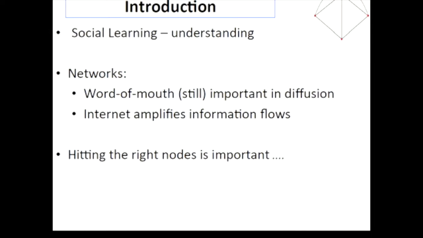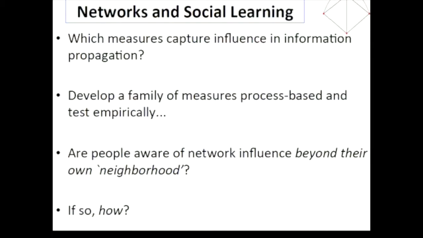And if you want to really diffuse something, it's pretty clear that you have to seed things in the right places in the network. And that's really the topic of what we're looking at. Okay. So, which measures capture influence in information propagation? What's the right way of measuring that if we want to understand diffusion?